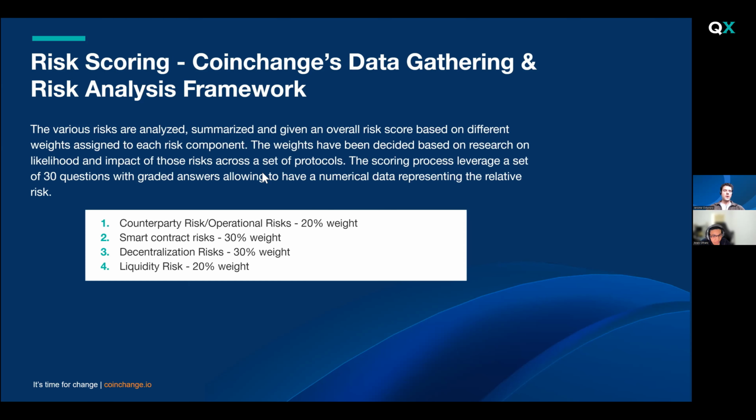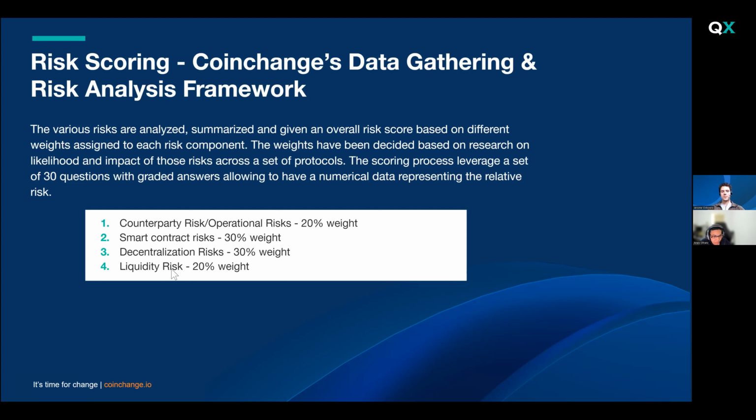Now that we have gathered all the data and we have all the elements for us to query it, each of those pillars is weighted, and the weights are decided based on the perceived risk, based on research that we've carried out. It's dependent on the impact, meaning that most hacks and protocol failures happen in the smart contract or in the decentralization.